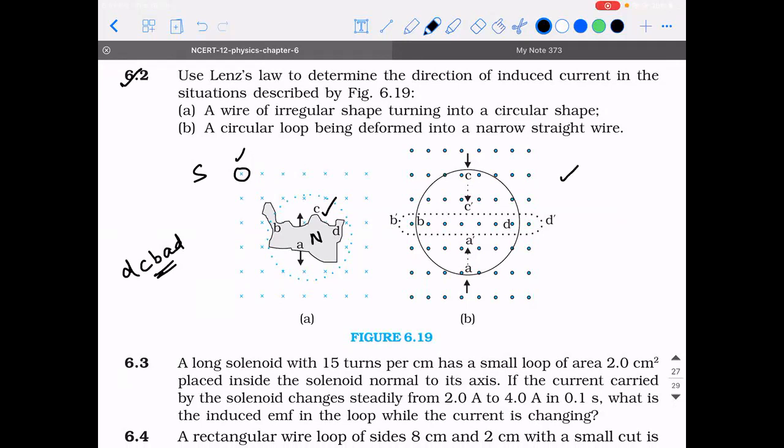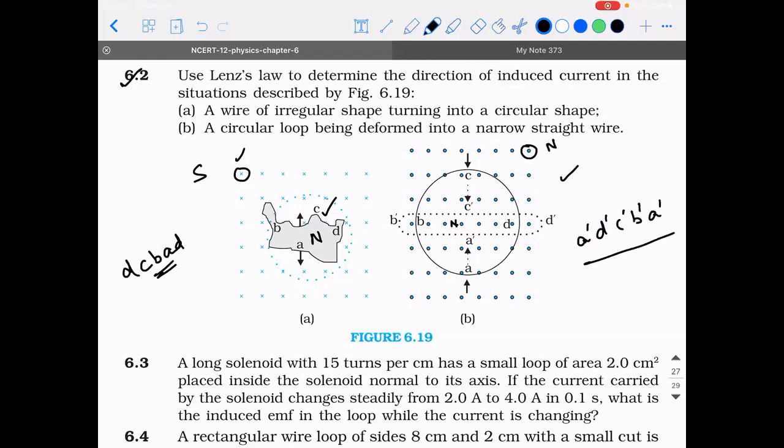Then what about the second case? A circular loop being deformed into a narrow straight wire. So the flux will decrease. Flux will decrease. First of all, the polarities. This is North Pole and it is facing the South Pole. Since the flux is decreasing, opposite polarity will get generated. So it is going to be North Pole. And since it is North Pole, current is again in the anti-clockwise direction. So answer will be A dash, D dash, C dash, B dash, A dash.